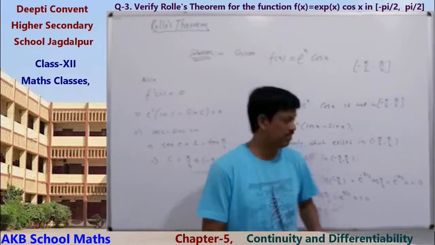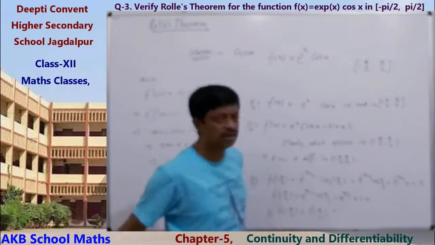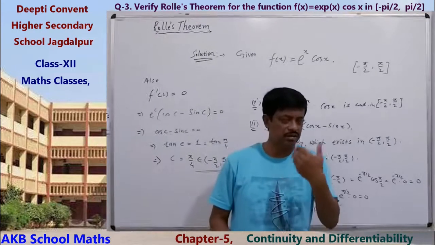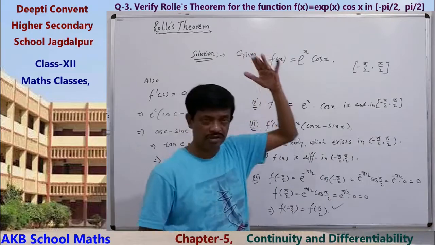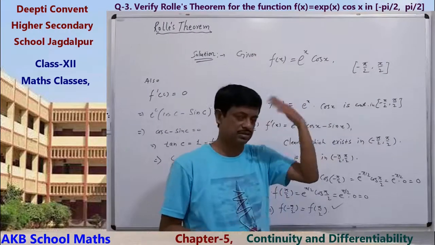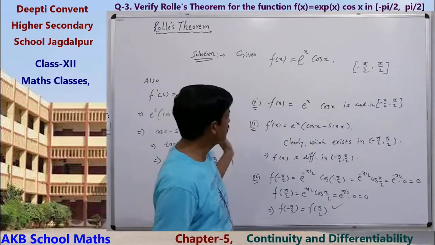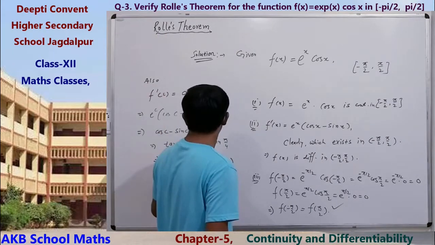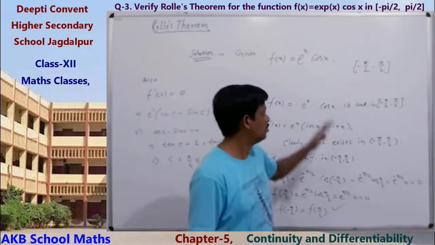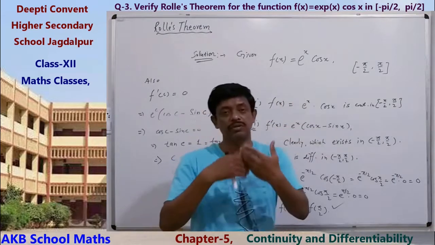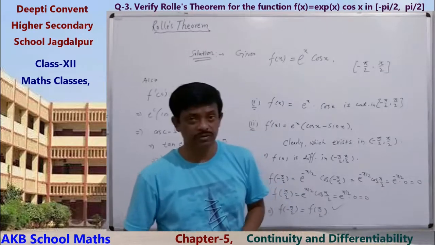So this is a very simple method for verifying Rolle's theorem. Remember the statement. First of all, test all three conditions. If these conditions are satisfied, then you can find a value of c by taking f dash c equals 0 and see if c belongs to the open interval; then Rolle's theorem will be verified. Okay, so let us do some questions.